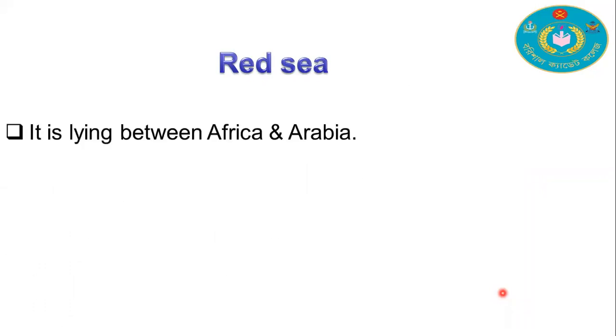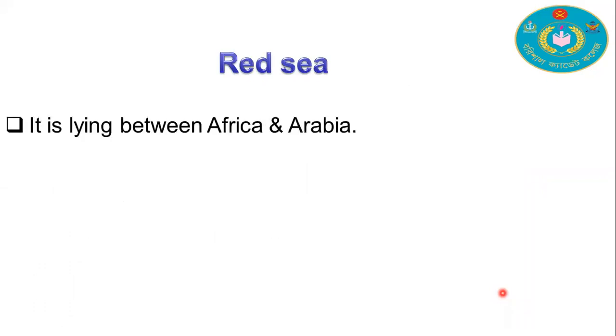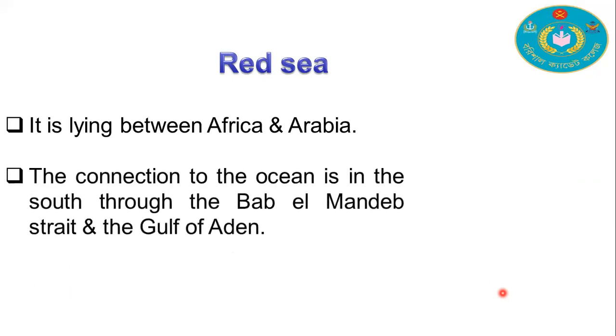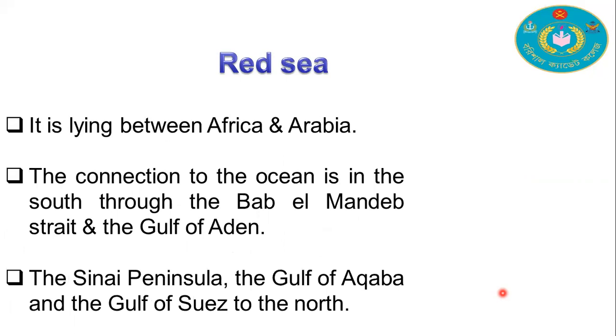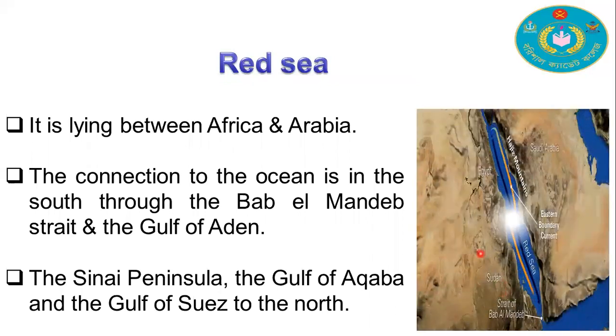Okay, let's move on to another topic, the Red Sea. The Red Sea lies between Africa and Arabia. The connection to the ocean is in the south through the Bab el-Mandeb Strait and the Gulf of Aden. The Sinai Peninsula, the Gulf of Aqaba, and the Gulf of Suez are to the north side of this Red Sea.